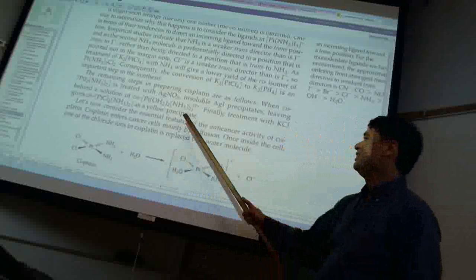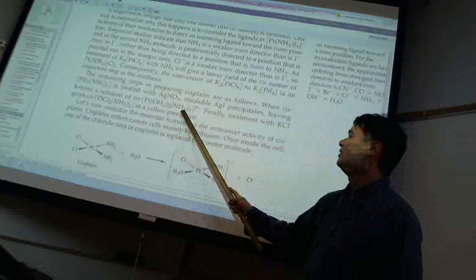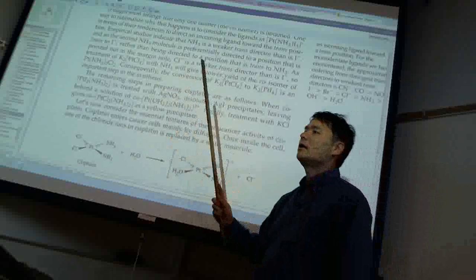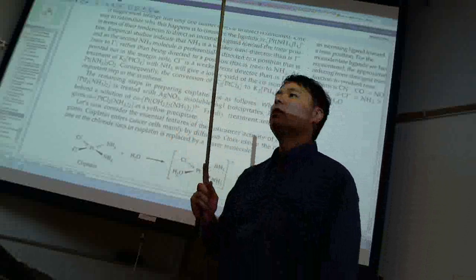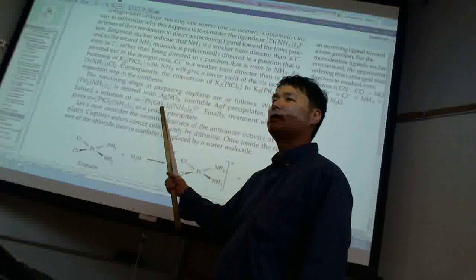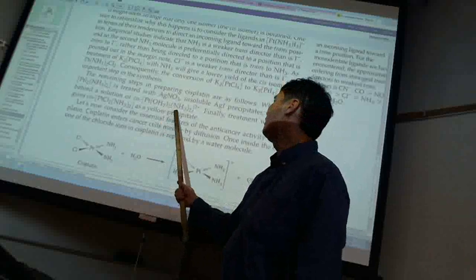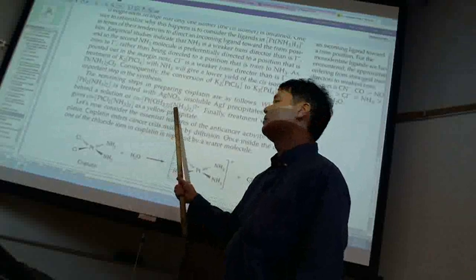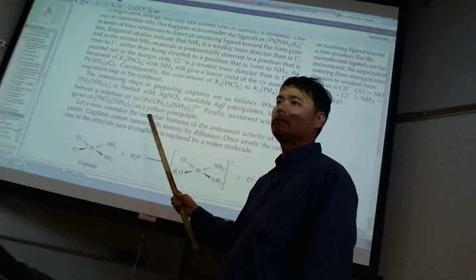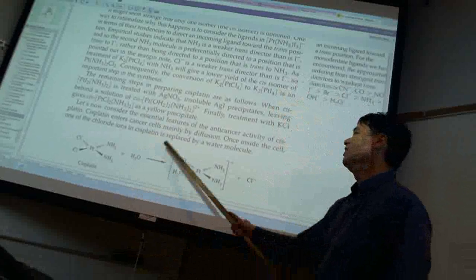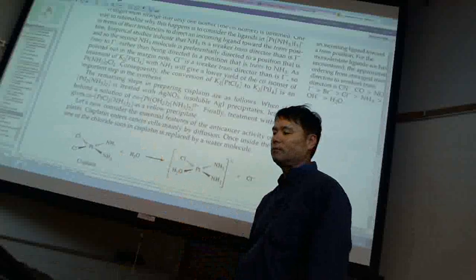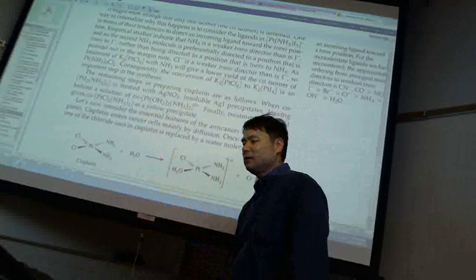Now, why did he put the aqua in front of the amine? The reason he put the aqua first is because he's doing it alphabetically based on hydrogen, and this one is alphabetical based on nitrogen. So H comes before N. Do you see that? Just by name, let's just do it by name.